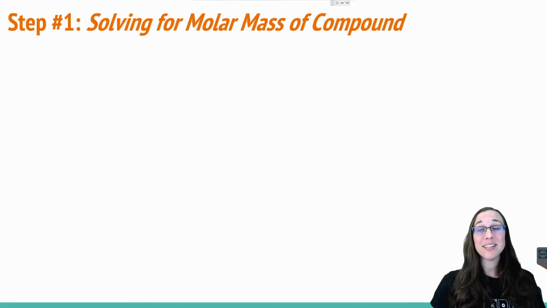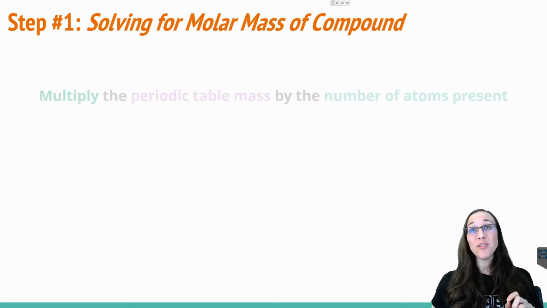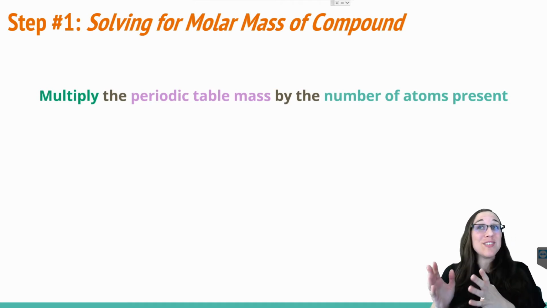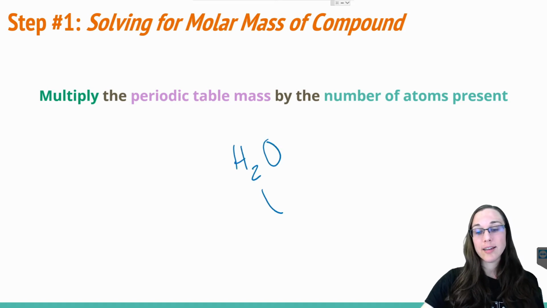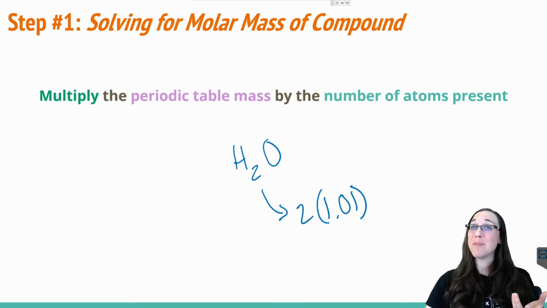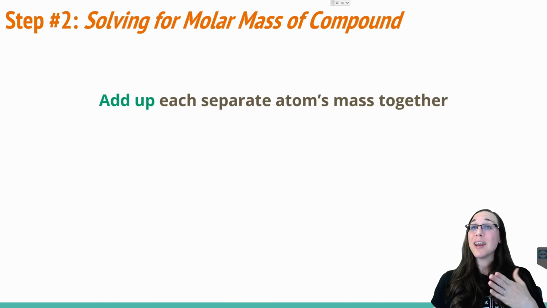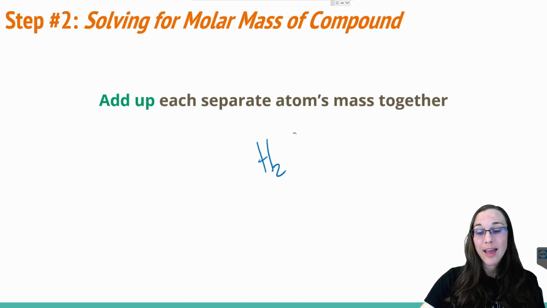So you're probably going to want to write some of these steps down so you remember how to do molar mass in the future. Step 1 is to multiply the periodic table mass by the number of atoms present for each individual atom type. That's what we did with water. There were 2 H's present, so we took our 1.01 and multiplied it by 2. Step 2 is to add up each separate atom's mass together. For the case of H2O, I had to add my H2 and my oxygen together.